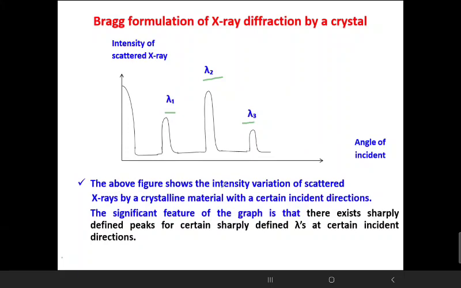So the above figure shows the intensity variation of scattered X-rays by a crystalline material with certain incident directions. The significant feature of the graph is that there exist sharply defined peaks for certain sharply defined lambdas at a certain incident direction. So at a certain direction, you are getting sharp peaks. These sharp peaks tell us the location of particular atoms or ions, and you can also gain more information from these patterns.